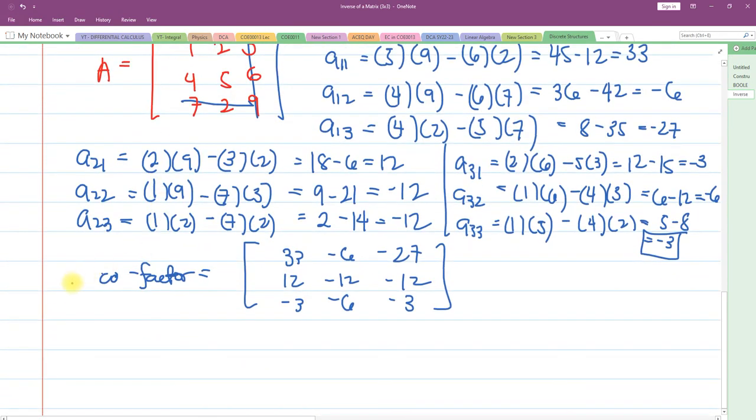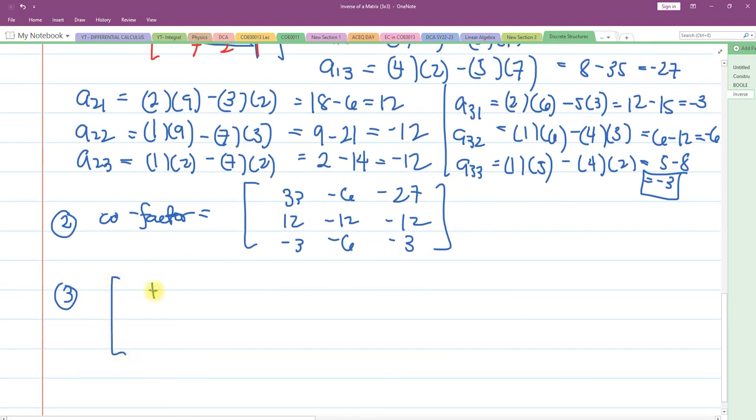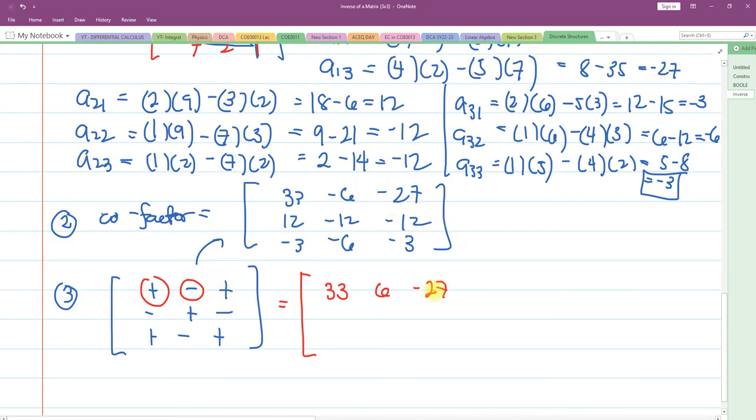Okay. And then, the third step is we're going to apply the sign convention, which is positive minus positive, minus positive minus, and then positive minus positive, to our cofactor. So, what does that mean? We are just going to simply multiply these signs to our cofactors. So, positive times 33, positive 1, so that's 33. We have negative of the negative 6, so this becomes positive 6. Then we have positive times negative 27 would be negative 27. Then we have negative 1 times 12, that means negative 12.